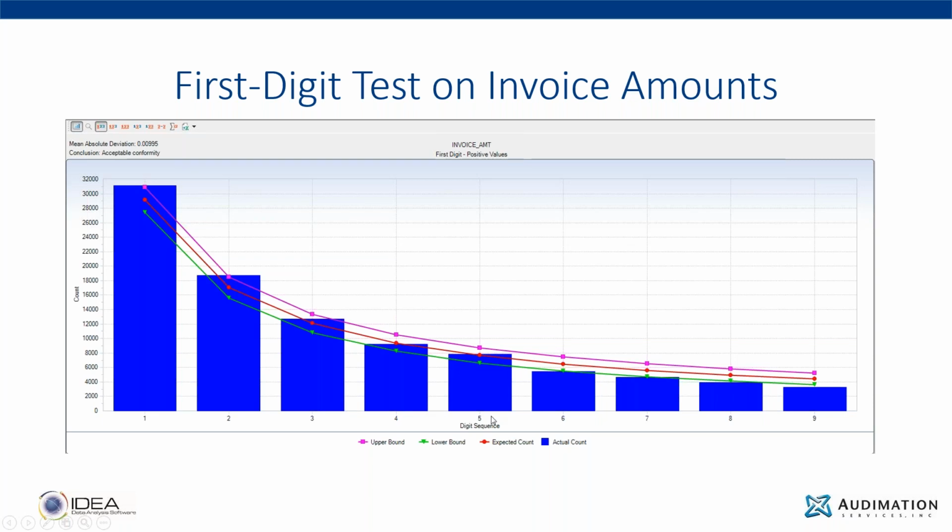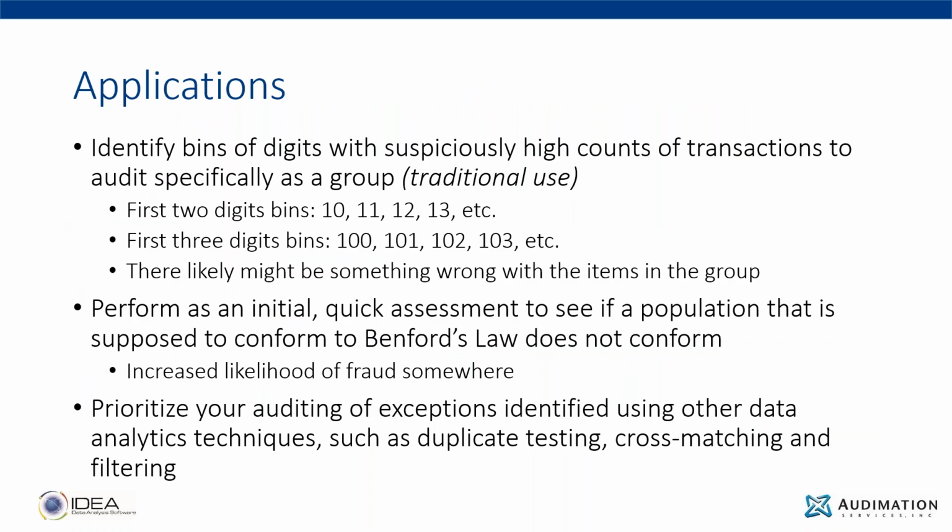What we're talking about here are the numbers that we see and where these digits occur in the number sequence. So we're looking to identify bins of digits with suspiciously high counts of transactions. The traditional use of Benford's Law is to identify these bins of digits and then go audit them specifically as a group. We saw already the bins of first digits are simply the numbers 1 through 9.